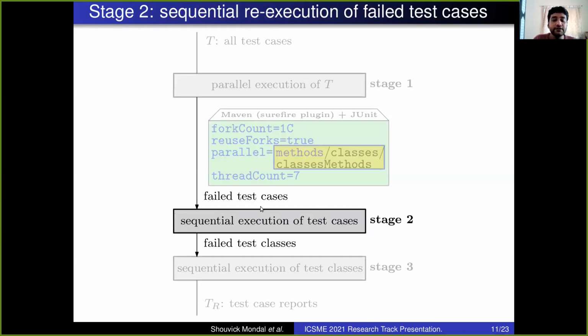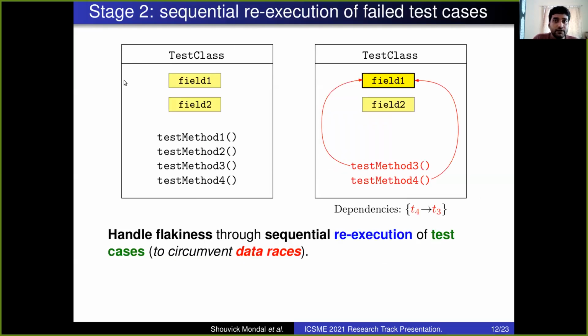What you do is you sequentially re-execute these failed test cases in stage 2. For the test class in our example, this step will handle the flakiness through sequential execution of test cases to circumvent data races. So we did not respect the dependency T4 arrow T3. If we execute this sequentially, sorting based on the test method names, test method 3 will be executed earlier and then test method 4. So this dependency would be respected and this would circumvent the data race.